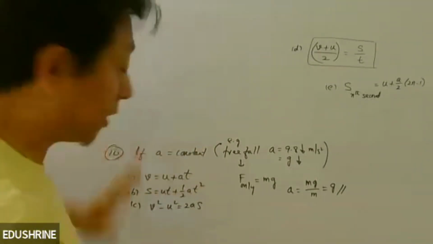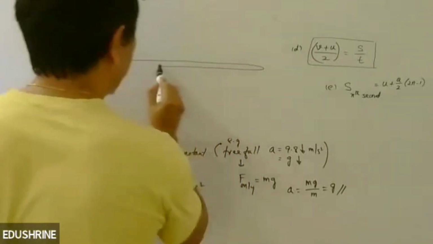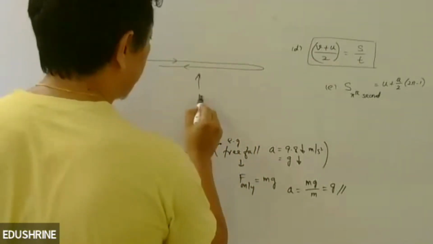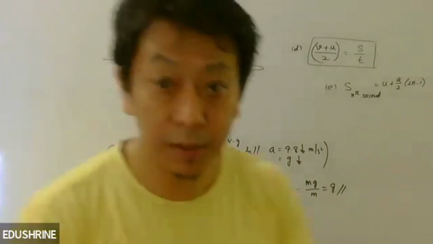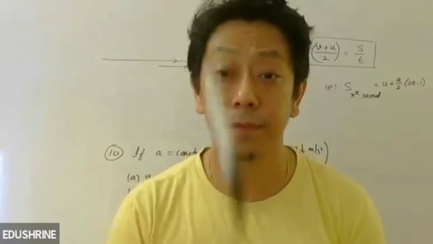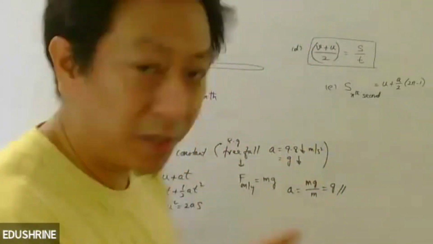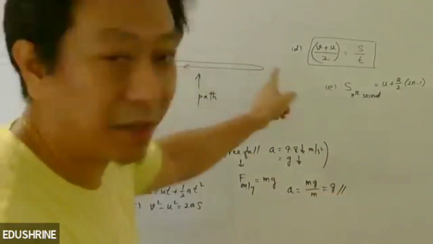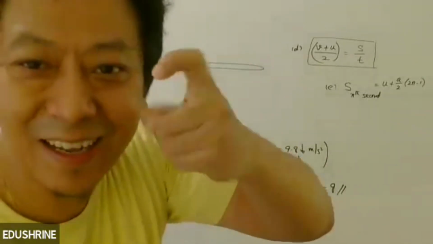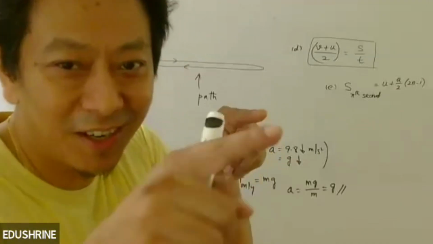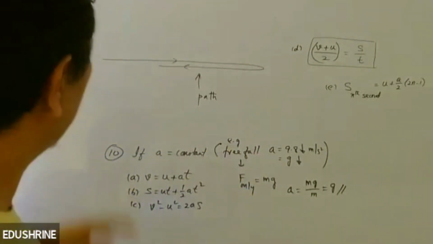Now, how to use these equations? Very simple. First, you have to find the path. Let's say this is your path. This kind of path: up, then down. Of course, it will be in the same line, but for clarity, I have shown it separately. So actually, the motion is straight like this, then straight like this. So this is your path.